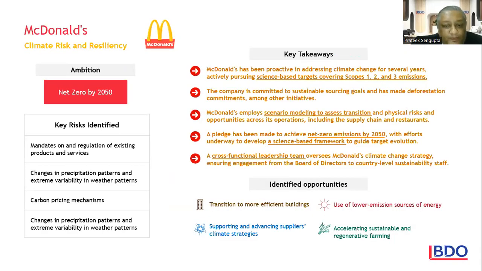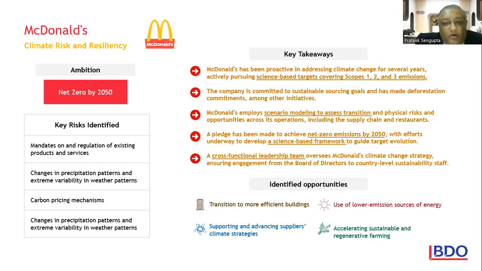Neha, next slide. This is McDonald's, again a food company, another company whose supply chain is extremely dependent on climate change. So they have an ambitious net zero commitment by 2050. They've identified some of their key risks: mandates on regulation of existing products and services, changes in precipitation patterns and extreme variability, carbon pricing mechanisms, and changes in precipitation patterns and extreme variability in weather patterns.